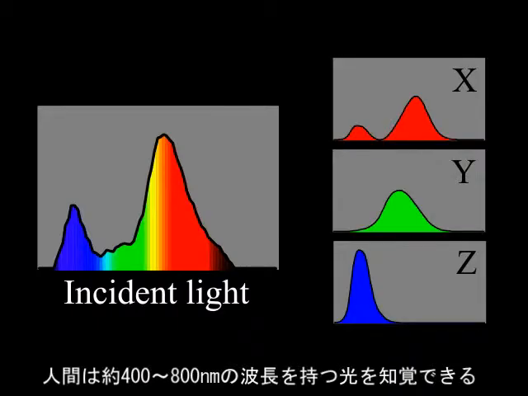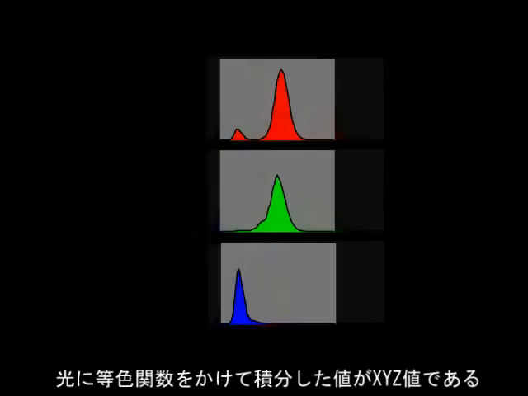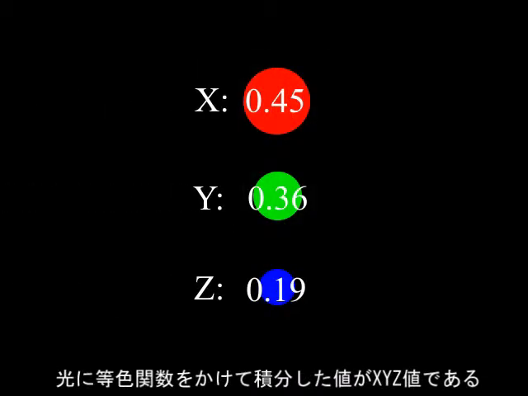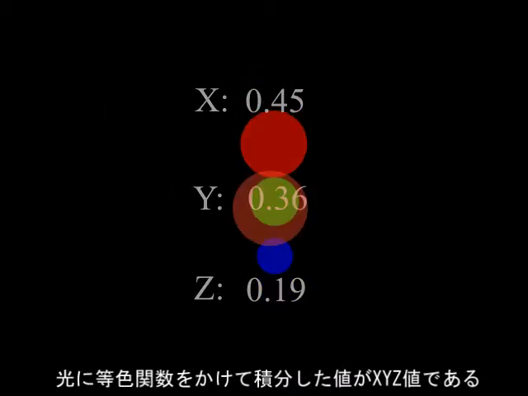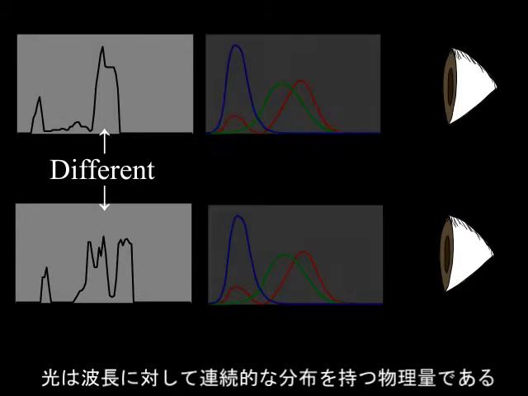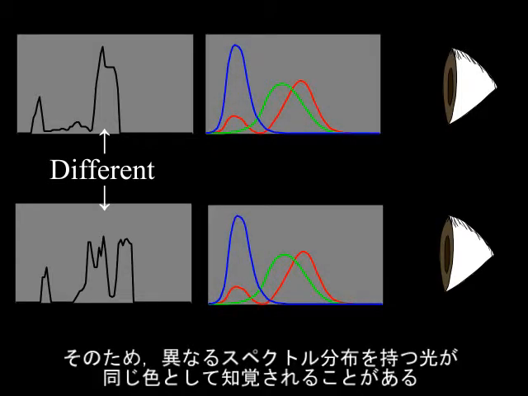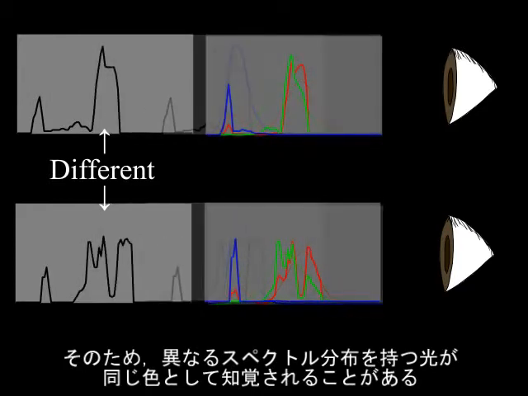Humans perceive light whose wavelength ranges from 400 to 800 nanometers. Light multiplied by the color matching function becomes the XYZ value after integration. Light is an energy which distributes continuously with respect to the wavelengths. So, different spectral distributions are sometimes perceived as the same colors.